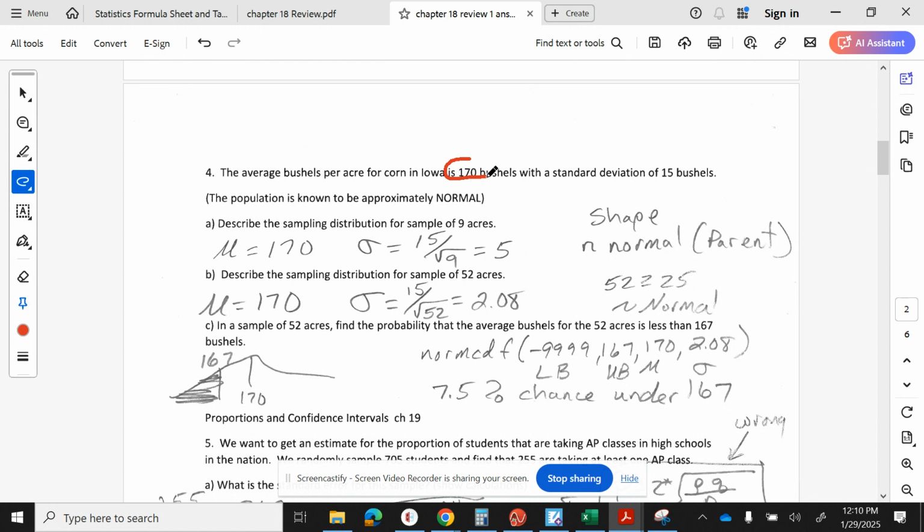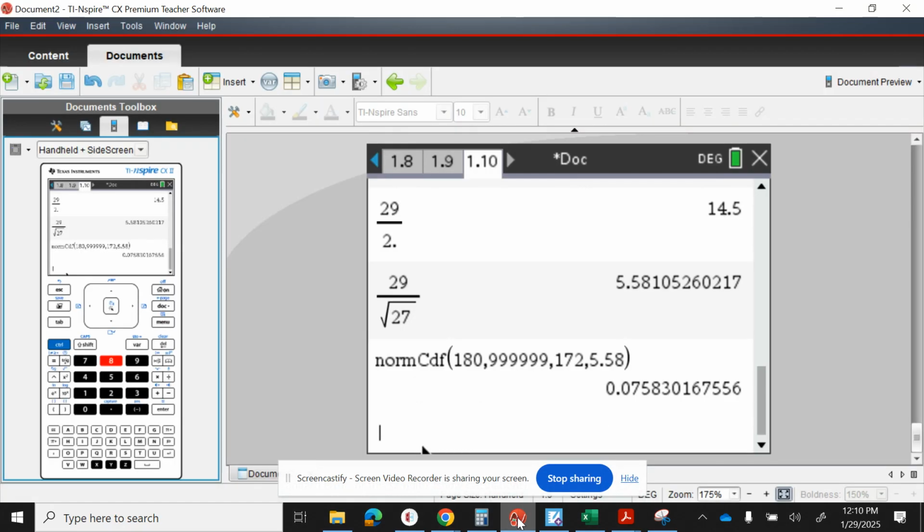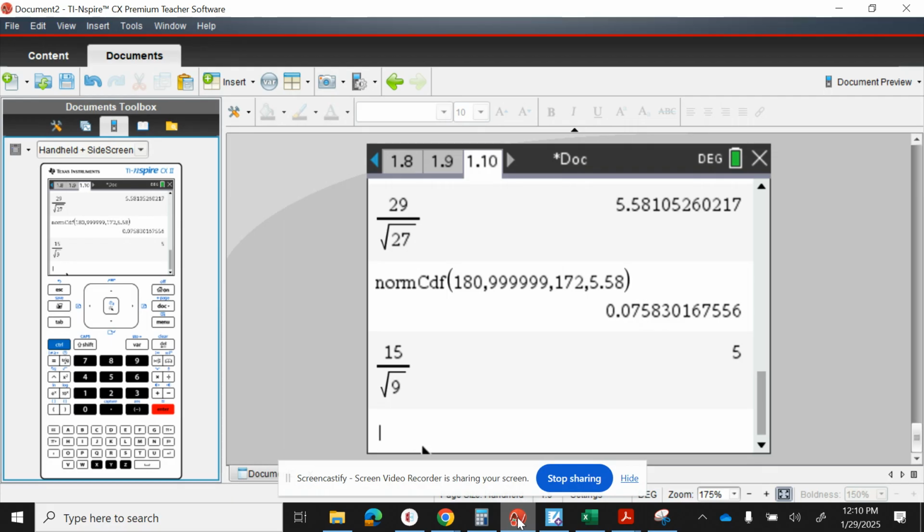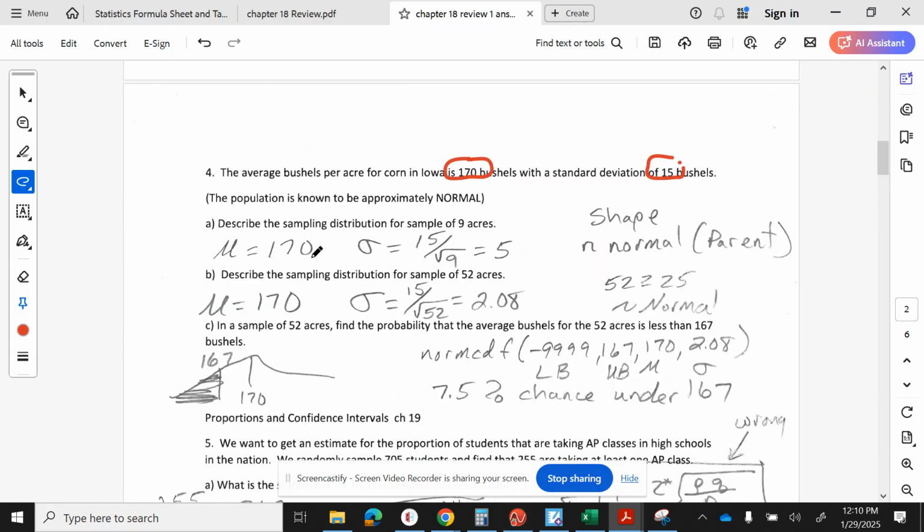The mean is supposed to be 170, so this is another one on means. The mean is 170. Okay, the standard deviation is 15, but we got to divide by the sample size, square root of 9. 15 over the square root of 9, should be able to do it in your head. Square root of 9 is 3, 15 divided by 3 is 5. Shape, or center and spread, now shape. Now it says that the known population is nearly normal, so this one, the shape is nearly normal because the parent is normal. Like I said, if we said this one was skewed right, it'd be skewed right because the sample's too small, it's only 9.